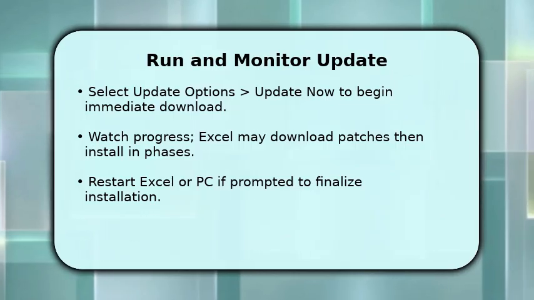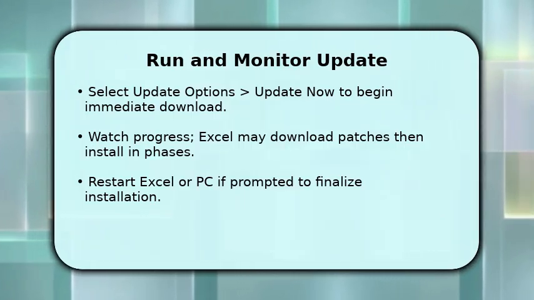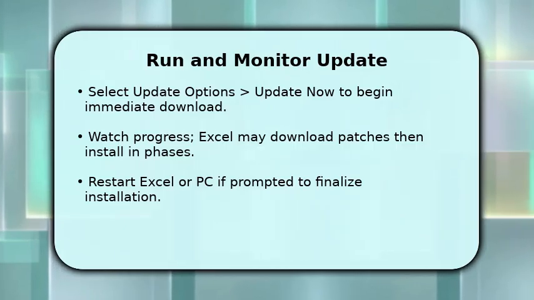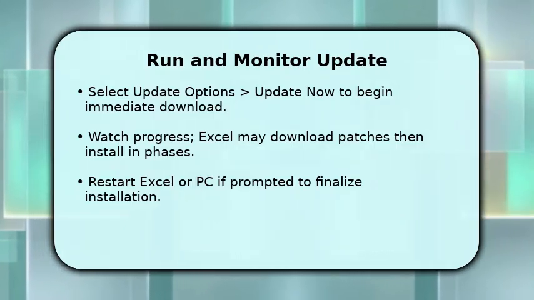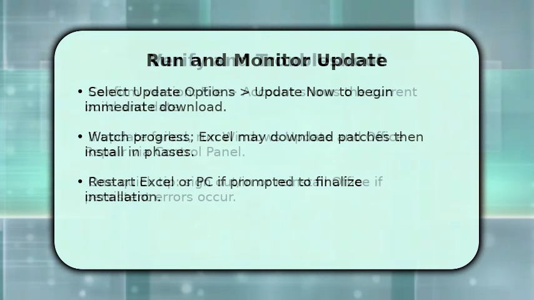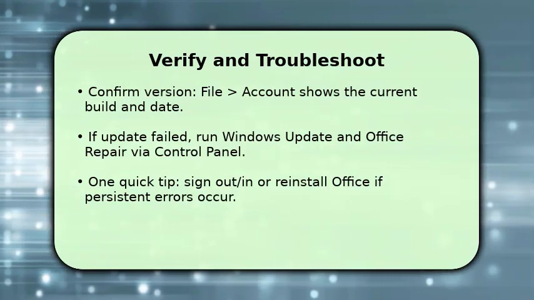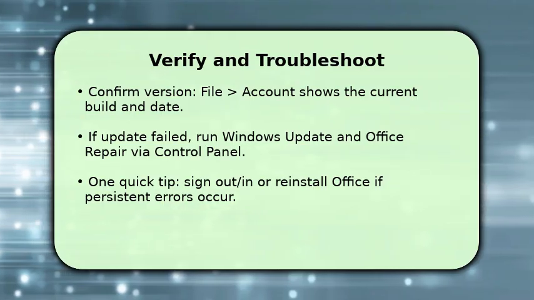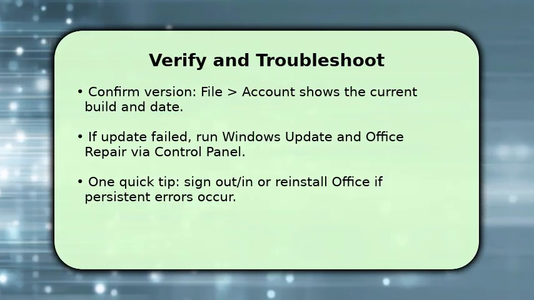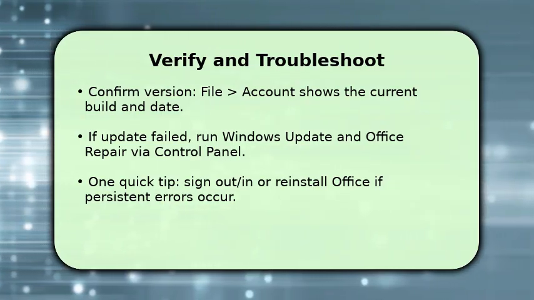Make sure your device stays plugged in and connected. If updates pause or fail, note any error codes. You'll use them for troubleshooting in the final step. After installation, verify the new build under File Account so you know the update applied correctly. Once done, reopen key workbooks to confirm functionality and add-ins loaded properly.